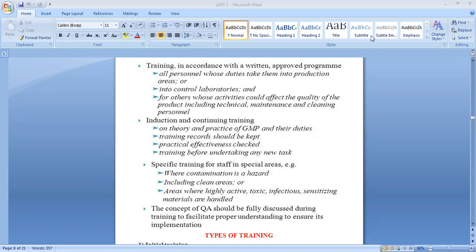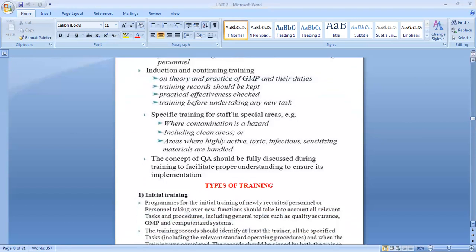The concept of QA should be fully discussed during training to facilitate proper understanding and to enhance its implementation expectation. Now comes the types of training.